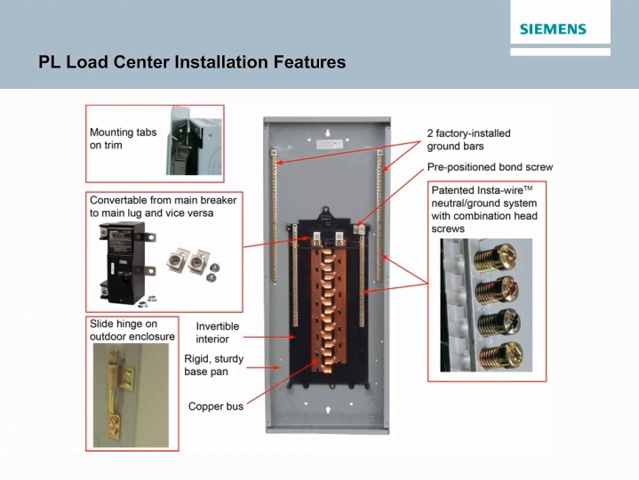2 ground bars are factory installed on all PL load centers. Slot, square, combination screw heads on the neutrals, ground, trim, upper pan, and bond screws provide installation flexibility. The interior can be easily inverted for bottom feed application. Load center mains can be converted from main breaker to main lug and vice versa. Mounting tabs on the trim hold it in place during installation to free up both hands when driving trim screws, and the outdoor enclosure has a side hinge for easy installation.